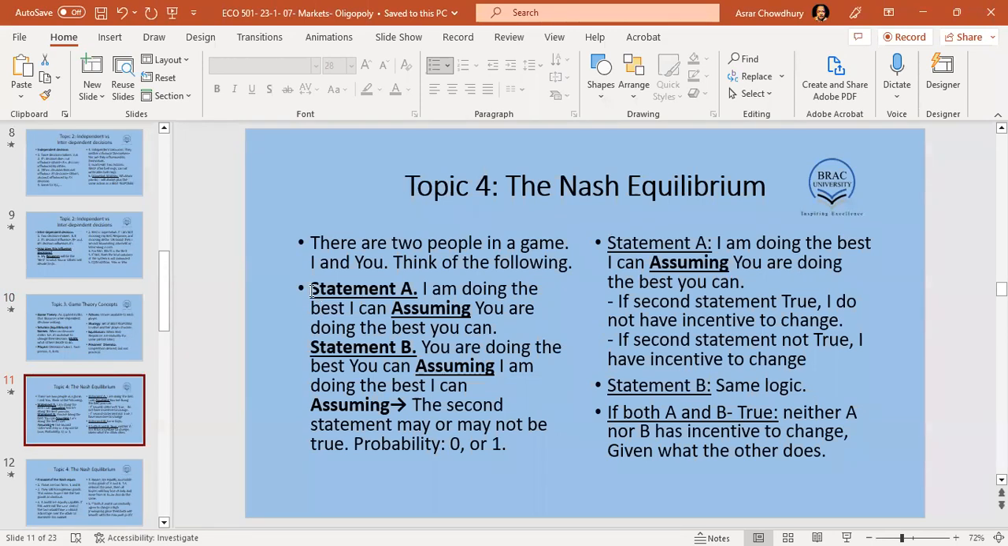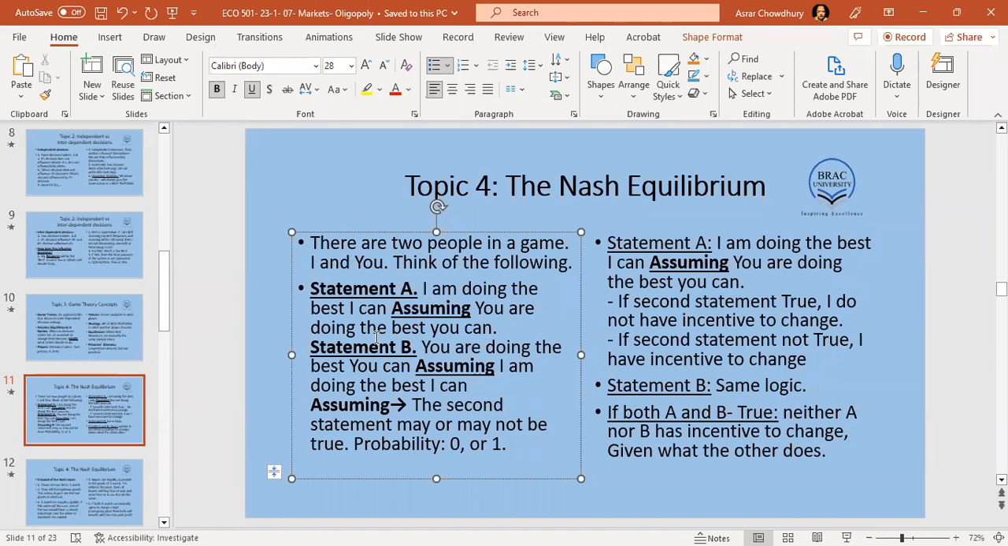এই যে I am doing the best I can, assuming you are doing the best you can. Emphasize on the word best. I am doing the best I can, assuming you are doing the best you can. Statement B, you are doing the best you can, assuming I am doing the best I can.